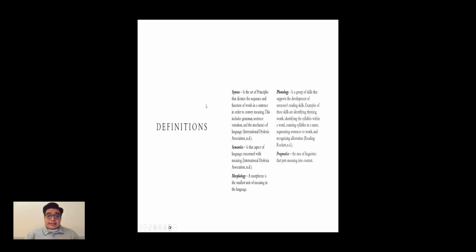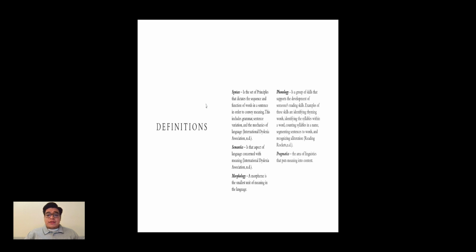We'll start with syntax. Syntax is the set of principles that dictates the sequence and function of words in a sentence in order to convey meaning. This includes grammar, sentence variation, and the mechanics of language. Next, we're going to speak about semantics. Semantics is the aspect of language concerned with meaning. Morphology. A morpheme is the smallest unit of meaning in the language.